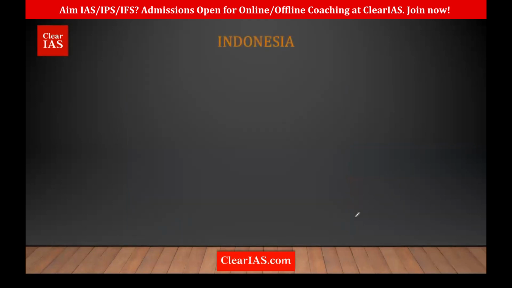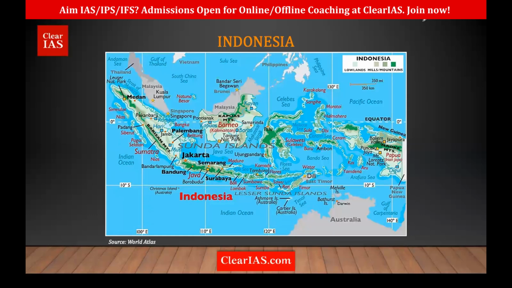Now, one important thing you must remember of this region is Indonesia. You must know the names of the Indonesian islands. Not all, but I'll tell you. You must know Sumatra. This part of Indonesia is called Sumatra. Then this part is called Java, this block. And this is Borneo.